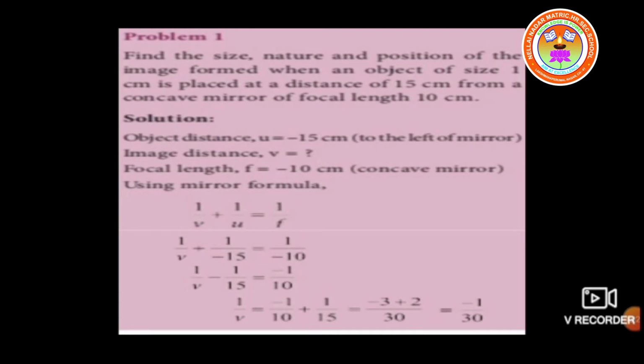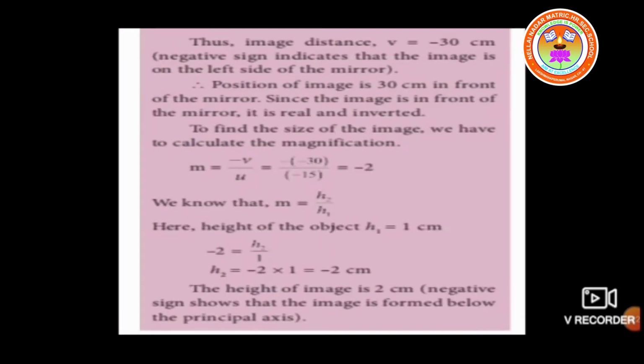So from this we can take the value of v. Thus image distance v is equal to minus 30 centimeter. The negative sign indicates the image is on the left side of the mirror. For the concave mirror, a real image is formed on the left hand side of the mirror. Position of the image is 30 centimeter in front of the mirror. Since the image is in front of the mirror, it is a real and inverted image.